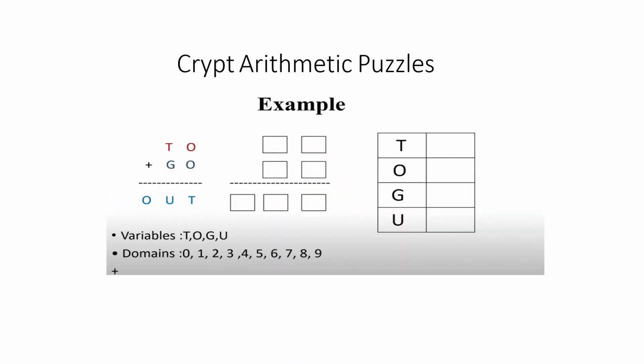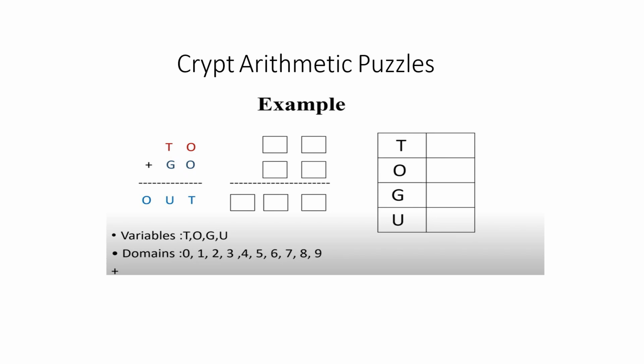So this is the sample problem. The first constraint is that we have to assign the characters. These are the characters they have given, and we can call them characters, letters, or variables. And then the domain is 0 to 9, as the domain of the variables here.